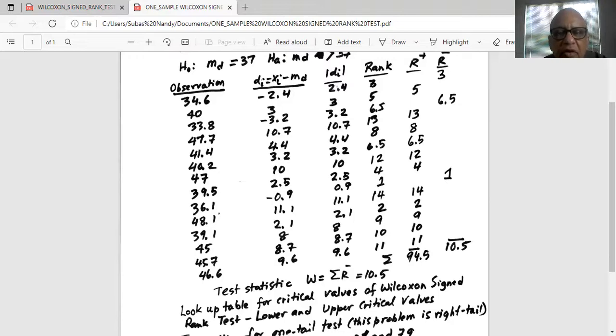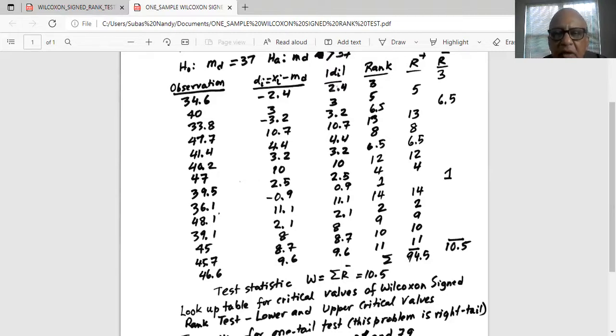Next, I separate the ranks into R plus and R minus. That is, the differences which were originally negative. For example, the first one, minus 2.4, was originally negative. Its rank will be placed under R minus, the last column heading, because it is negative; its ranking 3 is under that column. Similarly, the ranking for negative 3.2 is under R minus, 6.5, and the ranking for minus 0.9, which is 1, is also under R minus.